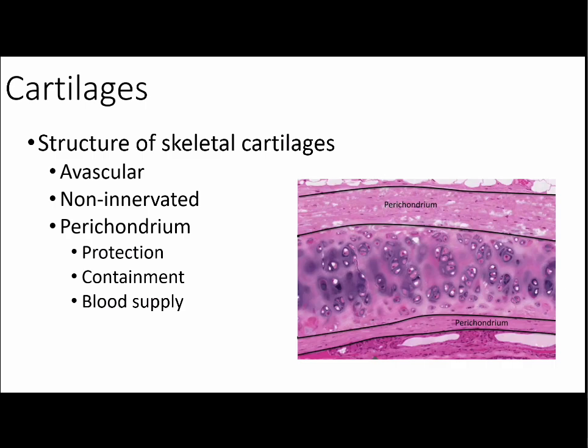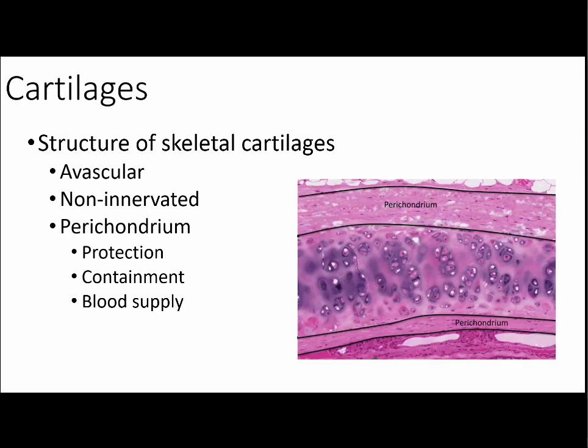So, before bone actually makes up our skeleton, your skeleton is initially made of cartilage. And then after bone takes over where that cartilage was, you still have cartilage that remains in the skeletal system, and it's going to be in areas that need to be flexible. So the cartilage of the skeletal system is avascular, so it doesn't contain any blood vessels. It's non-innervated, so no nerves, can't feel anything in the cartilage.